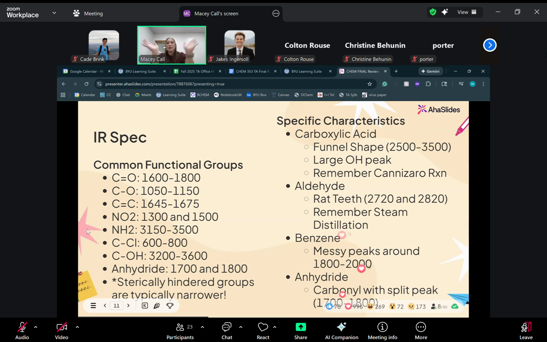But if I have sterically hindered things, when I think of sterically hindered things, I think of a tert-butyl group, right? Because that's really big. Then I'm not as able to hydrogen bond with my OH, and so it's going to be narrower because there's going to be less variation in the length of the bond. So just remember, if I'm looking at something and there are big bulky groups around it, it's going to be a narrower peak. It's going to be more pointy. So just keep an eye out for that. Alcohols are always going to be around the 3200 to 3600 range, but they might be pointier than you expect if they're surrounded by big groups.